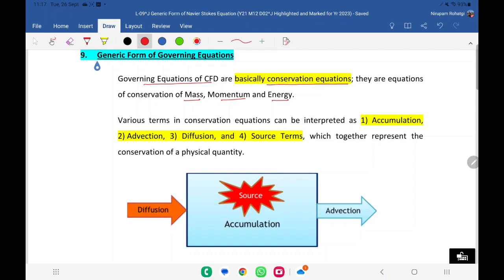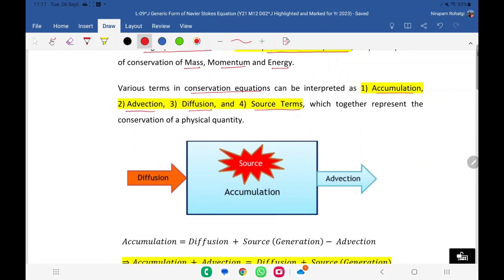Now, what we can do is that we can write these conservation equations such that there are different terms in it, and these terms are accumulation, advection, diffusion and source terms. So the whole equation can be divided into 4 terms. One of them will be accumulation, the second is advection, third is diffusion and the fourth is source terms. Right? Now if we look at them, you can take it like this. This is the control volume, right?